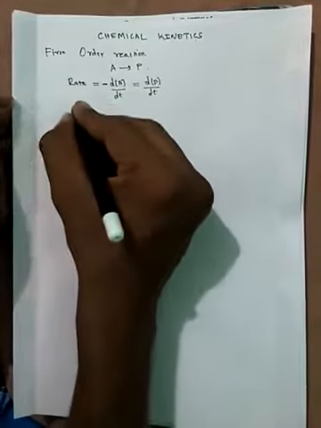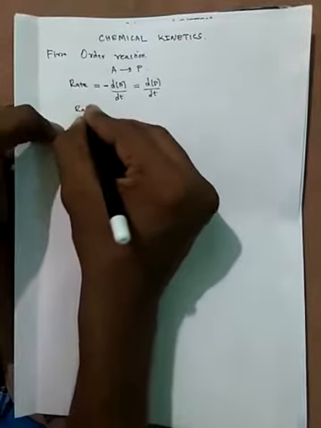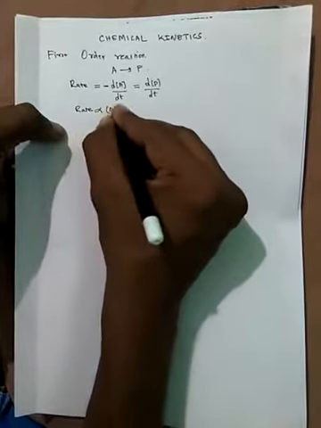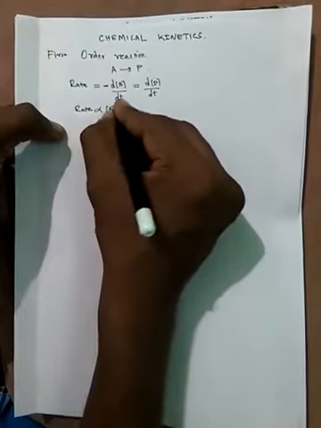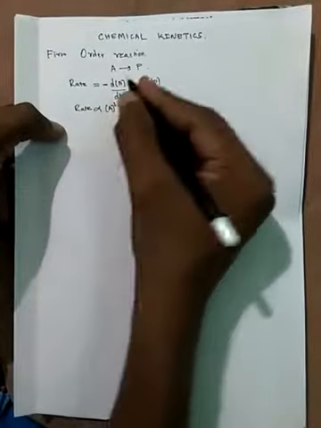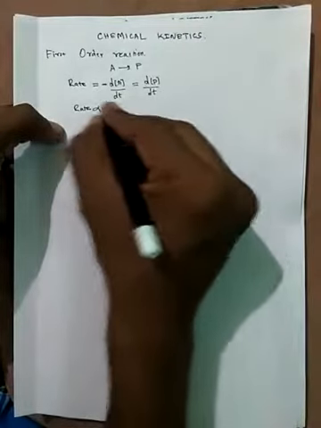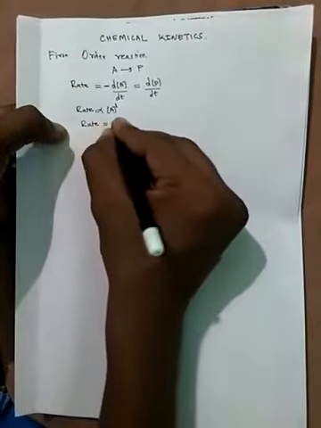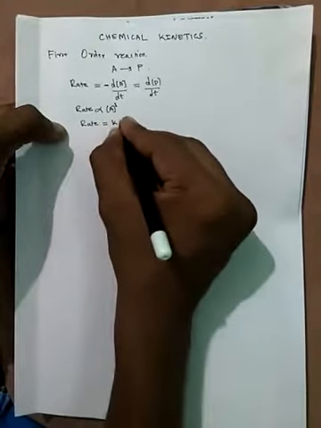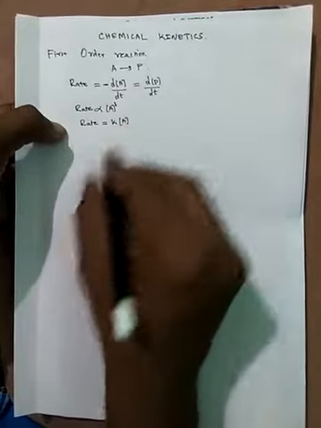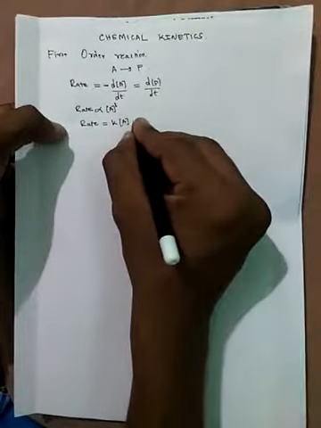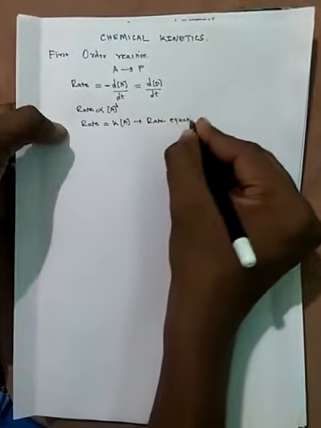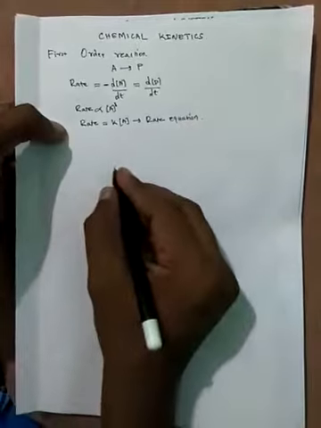And I also learned that for a first order reaction, the rate is directly proportional to the concentration of A to the power 1. I introduce a proportionality constant, which is known as the rate constant K, so rate equals K times A. This is called the rate equation, or rate law.